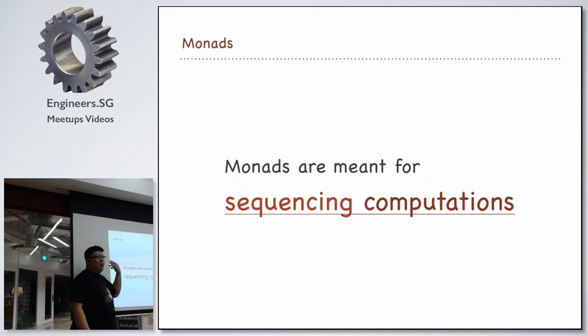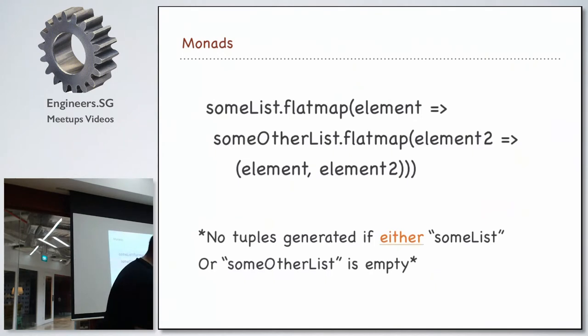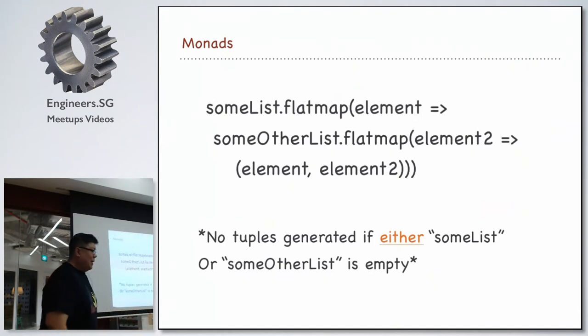So later on, the funny thing is how I learned about this is actually I went to study Haskell. Then I realized, oh, so this is what you meant. Yeah. So I'm not asking you to study Haskell, but I find that it's very beneficial if you study Haskell so that you can go read somebody else's code. So it's meant for sequencing computations. So what actually does it mean?